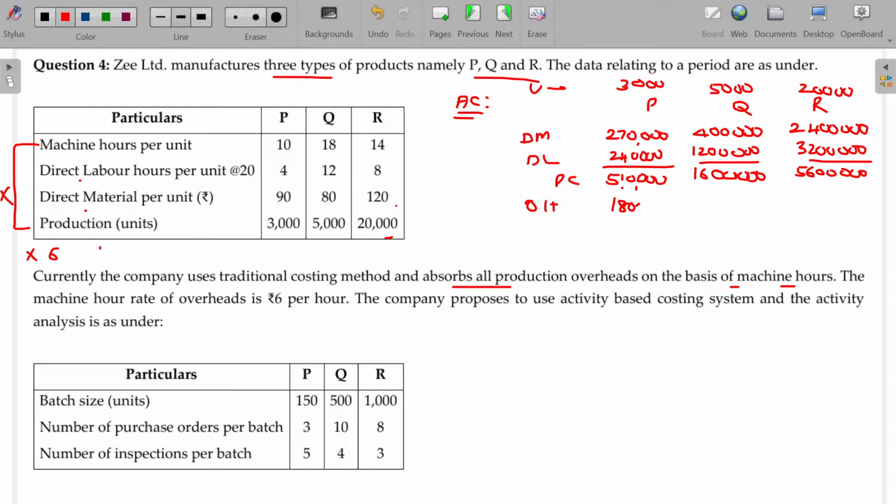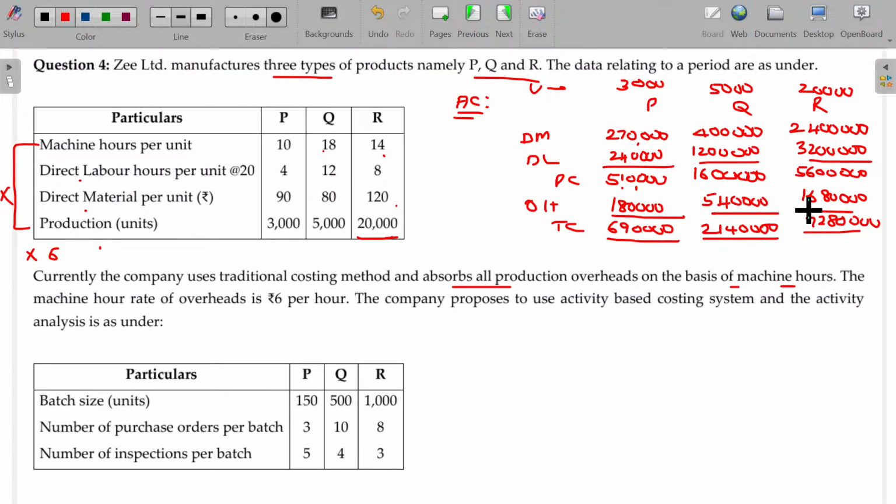1,80,000 rupees for P. For Q, 18 into 5,000, 90,000 into 6, 5 lakhs 40,000 rupees. Similarly for R, 20,000 into 14 into 6, 16 lakhs 80,000 rupees. And the total cost: 6 lakhs 90,000, 21 lakhs 40,000, and 72 lakhs 80,000.